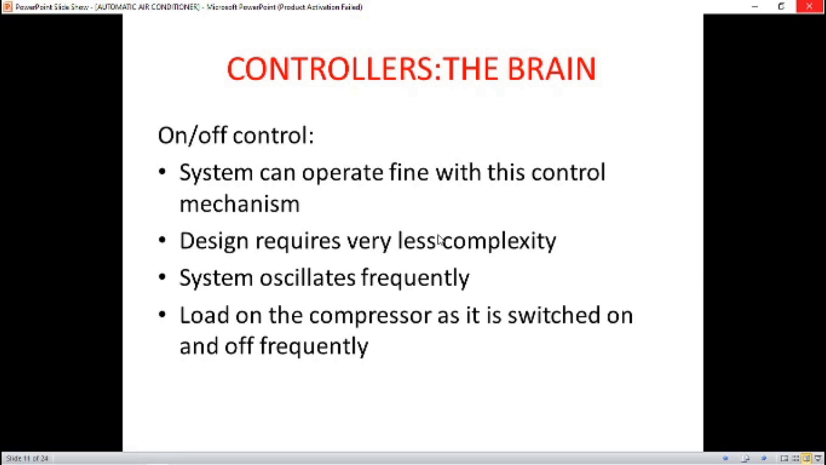Now there are so many controllers, and we will come to them one by one. The first controller is on off control. We will naturally try to implement this on off controller in the system, because it is very simple in design. We will always try to go for a simple method, so that's why we go for the on off control mechanism. It will work fine here, and its design is not that complex, but the problem with it is, let's say the set point is 20 degrees centigrade and the room temperature is 24 degrees.